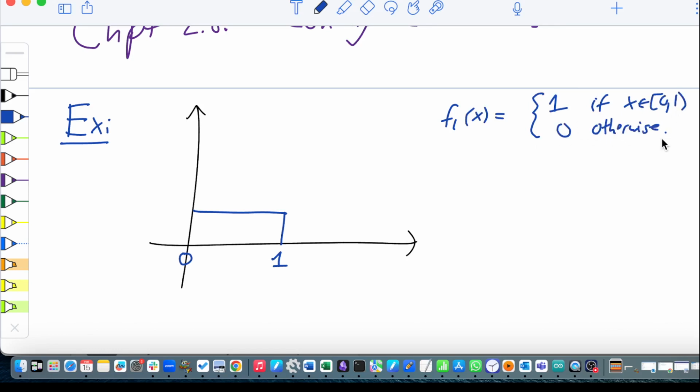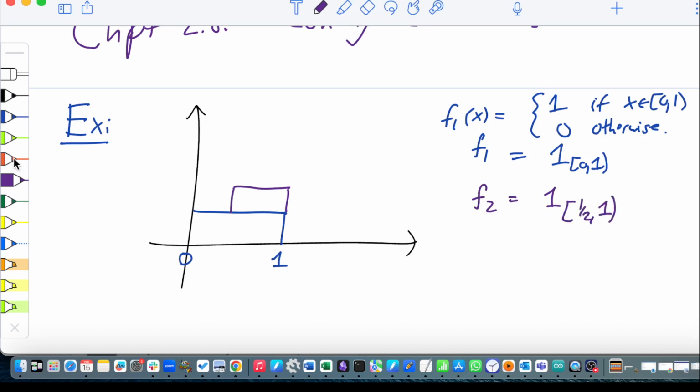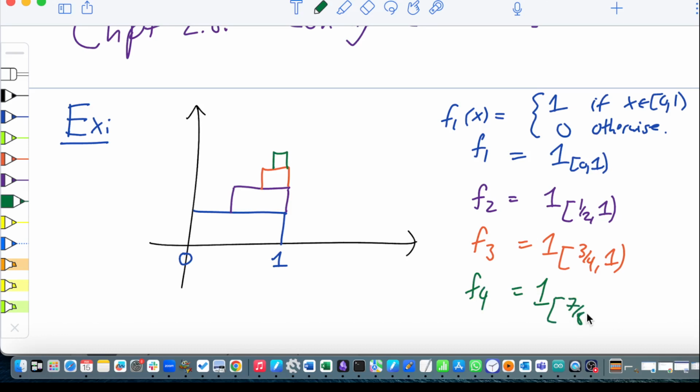Okay. Also known as the indicator of the set 0, 1. Very nice. Function, that's f1. f2 is a little piece of cake on top of this guy. f2 is the indicator of 1/2 to 1. f3 is the indicator of 3/4 to 1. And f4, I think you might spot the pattern, f4 is the indicator of 7/8 to 1, and so on. And when you add them together, you get this nice stack of cakes.